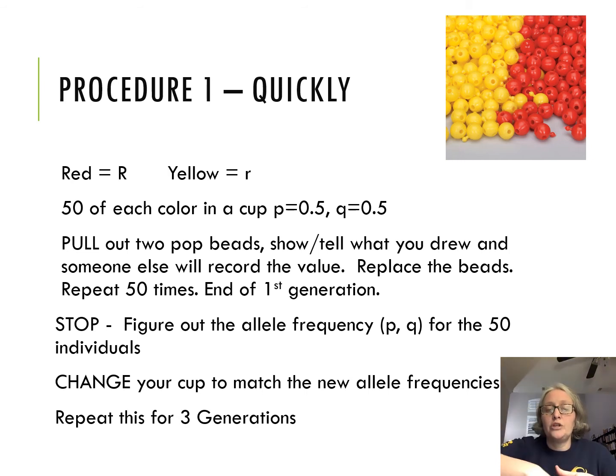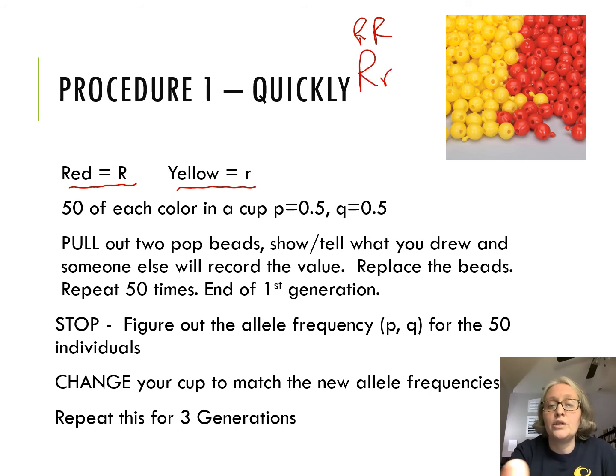What you'll do is you'll reach your hand in, and without looking, you'll pull out 2 beads and you'll write down what their colors are. If it's a red bead, you're going to use big R. If it's a yellow bead, you're going to use little r. So you've got 3 different choices. Sometimes you'll pull out 2 reds. If that happens, then you'll write down big R, big R. If you pull out a red and a yellow bead, then you'll write down big R, little r. And if you pull out 2 yellow beads, you'll write down little r, little r.